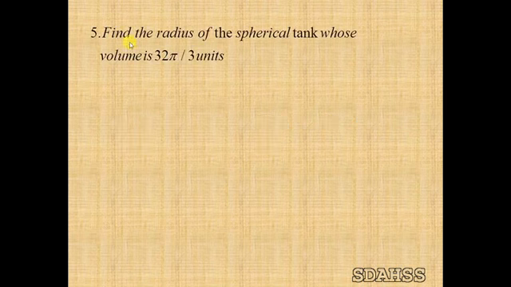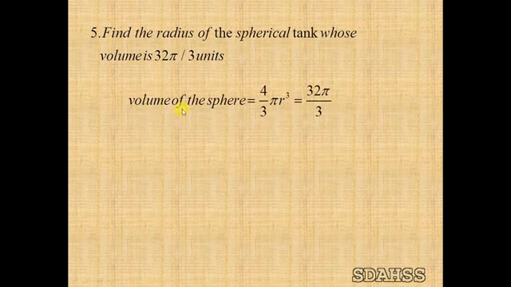Fifth sum. Find the radius of the spherical tank whose volume is 32 pi by 3 units. We know that the volume of a sphere is 4 by 3 pi r cube cubic units, which is equal to 32 pi by 3, that is given in the question.